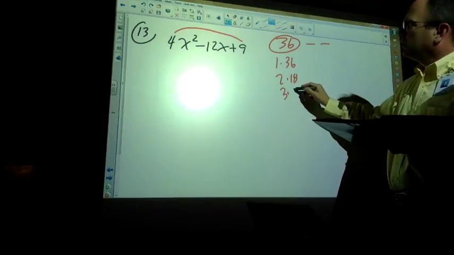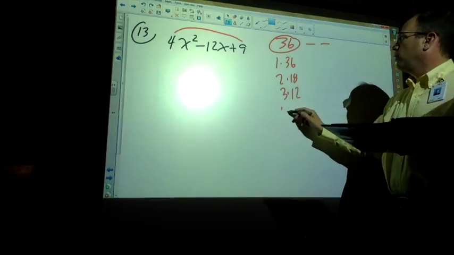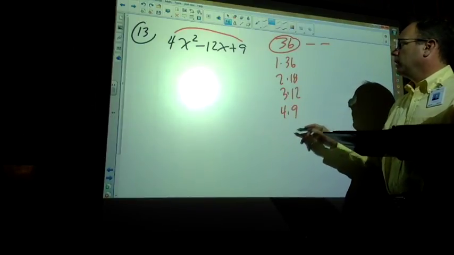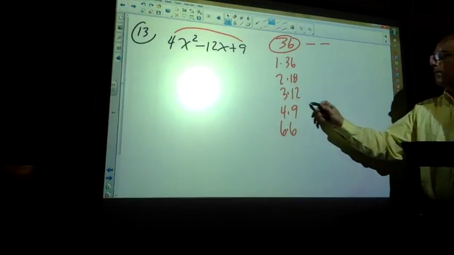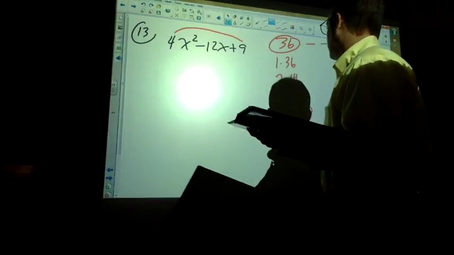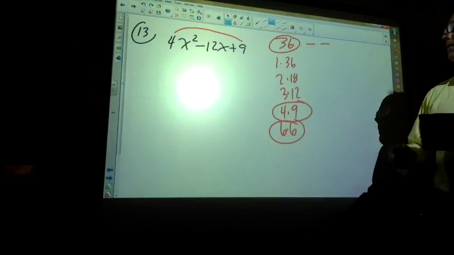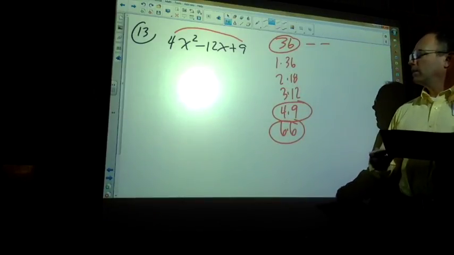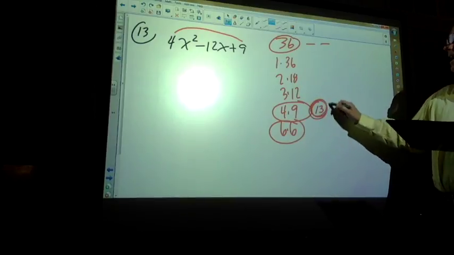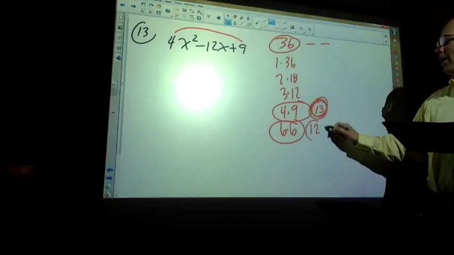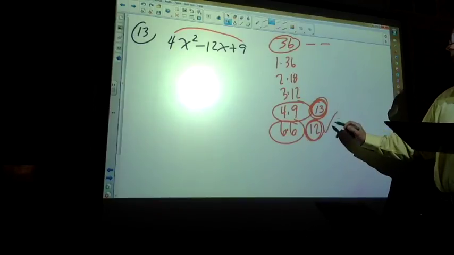3 and 12, 4 and 9, 6 and 6. Which of those work? Both being negative. 4 and 9. Or 6 and 6. 4 and 9 gives negative 13. No wait, that would be 13. That gives me 13. Sorry, I need the 12. So 6 and 6 is the one we want right there.